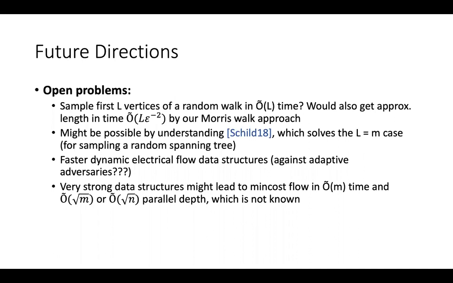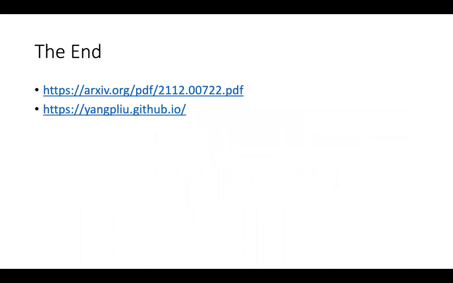Additionally, it would be interesting, even independent of applications to maximum flow, to design faster algorithms for dynamic electrical flows, and either against oblivious or adaptive adversaries. Both would be interesting. If the data structure is sufficiently strong, it might lead to a min cost flow algorithm that runs in time Õ(m), and the parallel depth is square root m or square root n, which is not known. And yeah, that's my talk, and that's the arXiv link for the paper.